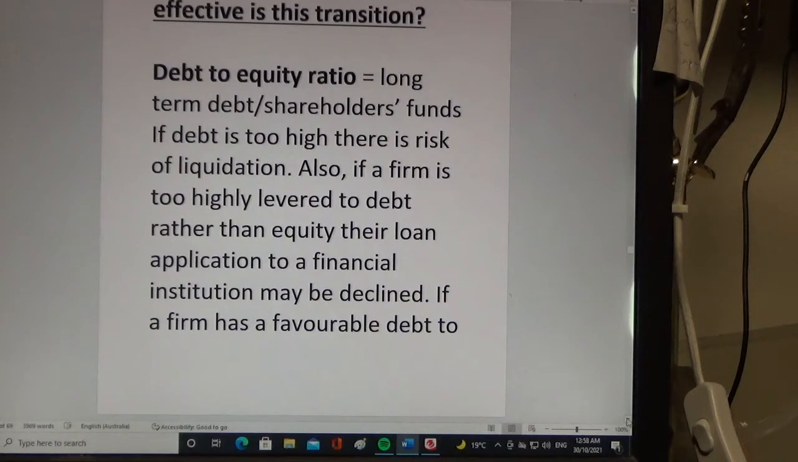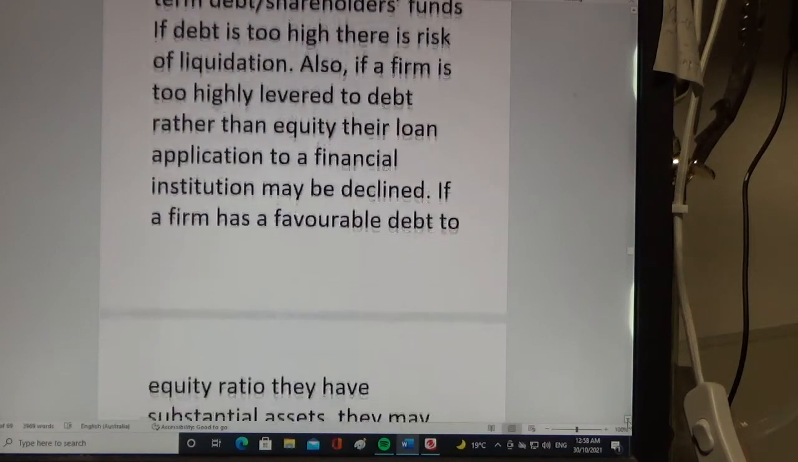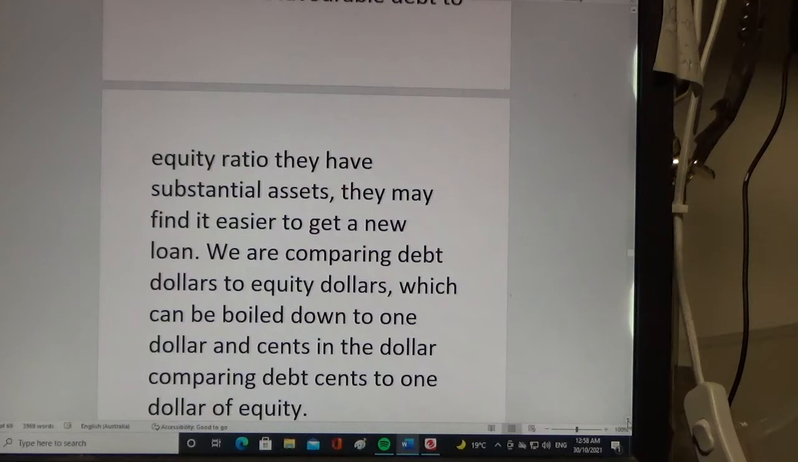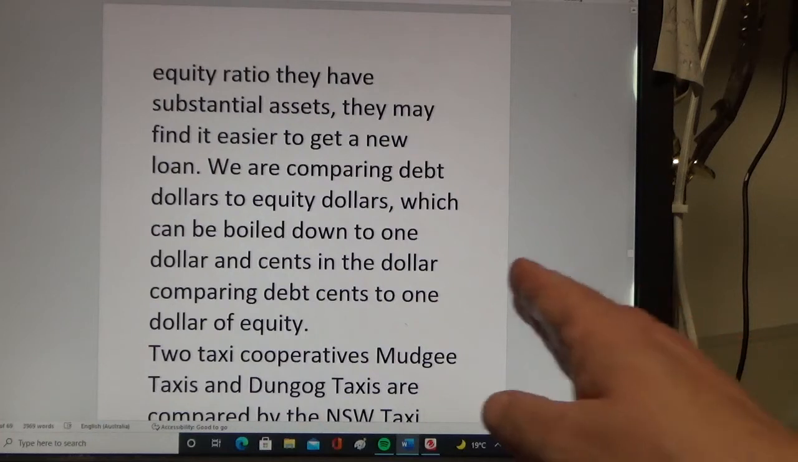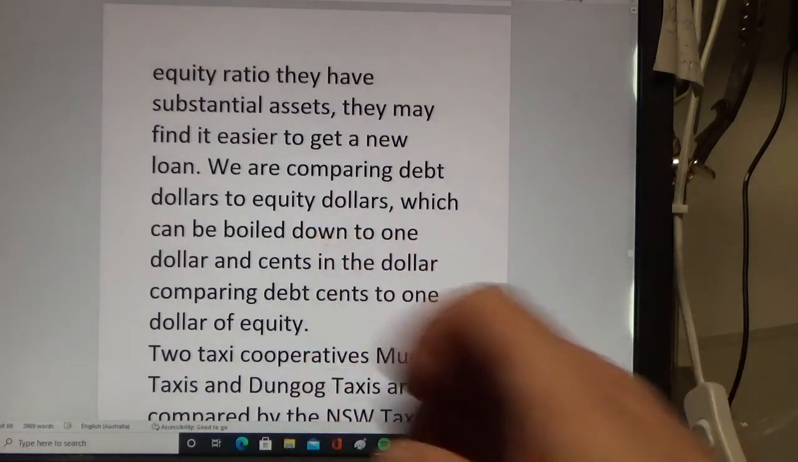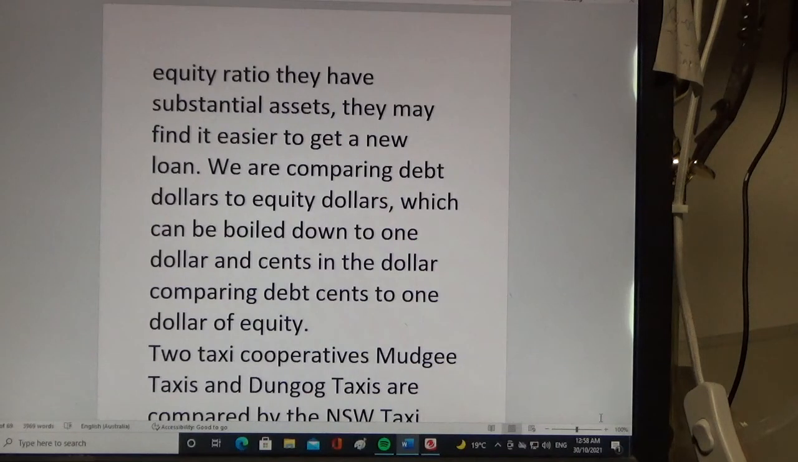Also, if a firm is too highly levered to debt rather than equity, their loan application to a financial institution may be declined. If a firm has a favourable debt to equity ratio, they have substantial assets, they may find it easier to get a new loan and finance and debt capital. We are comparing debt dollars to equity dollars, which can be boiled down to $1 and what the cents of debt is to $1 of equity, okay? So say debt is 60 cents in one equity dollar, we're comparing the two.